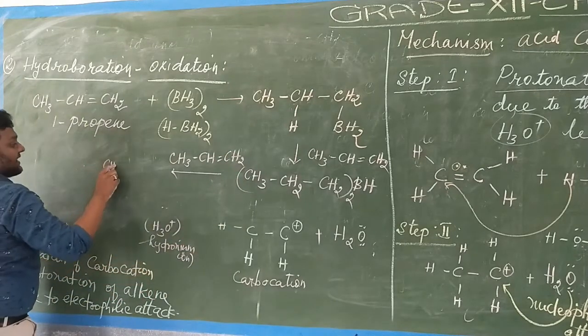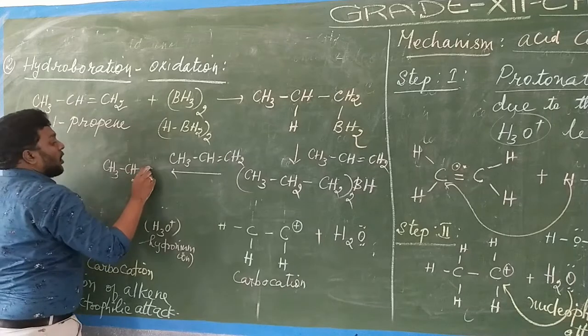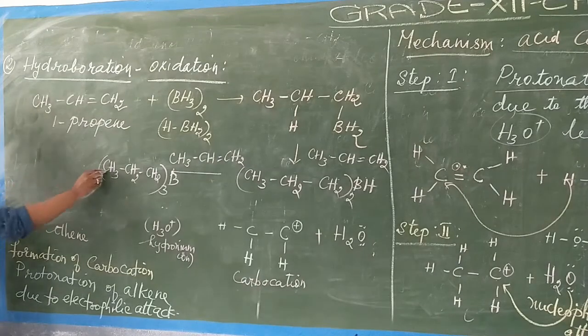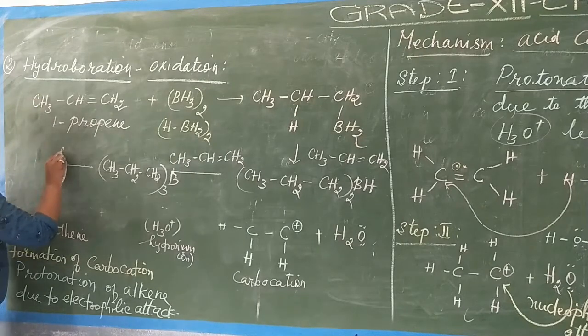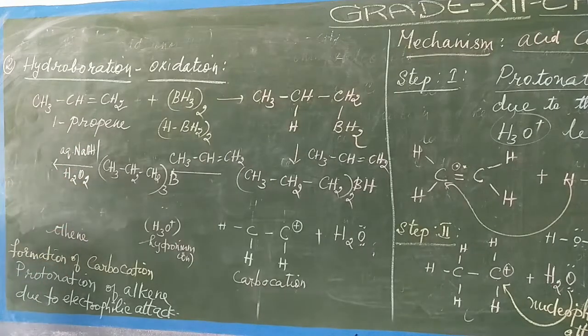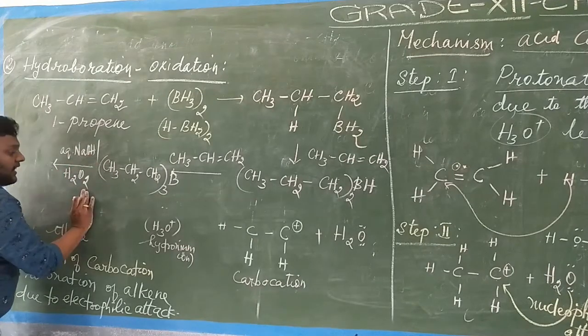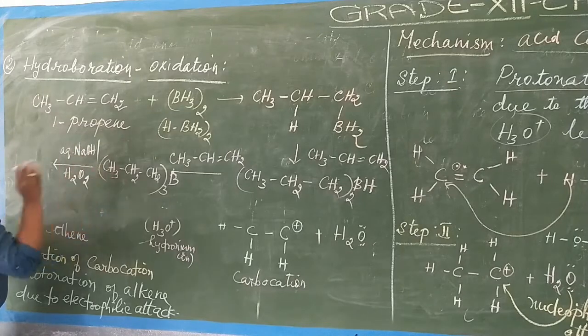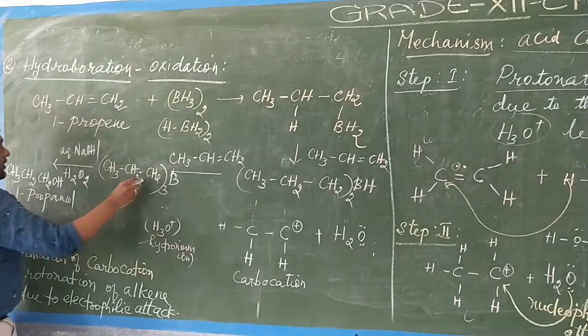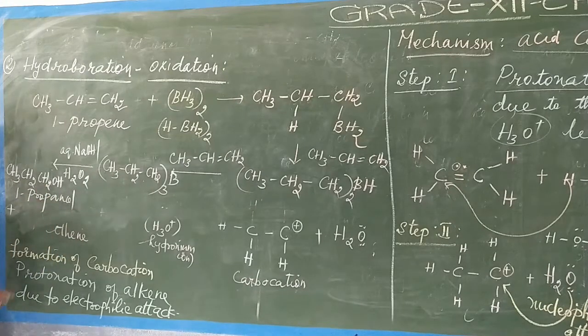What will be the product now? That is CH3, CH2, CH2 thrice B. This is the tertiary product. Now take out this product and treat it with aqueous sodium hydroxide solution in the presence of hydrogen peroxide as a catalyst. Then it reacts with sodium hydroxide and the hydrogen peroxide, giving rise to the formation of CH3, CH2, CH2, OH. This is called what? 1-propanol. So the tertiary product is getting converted into 1-propanol, along with the B(OH)3 byproduct.